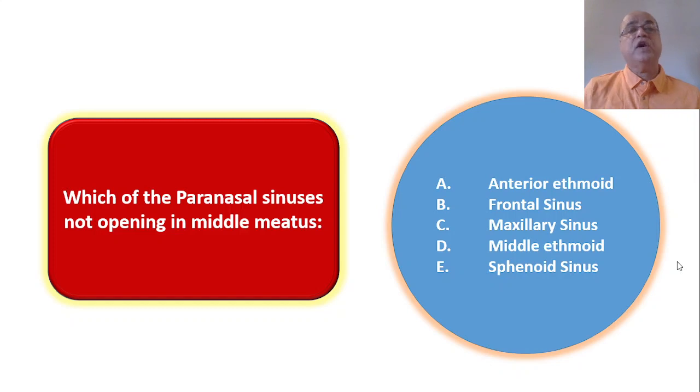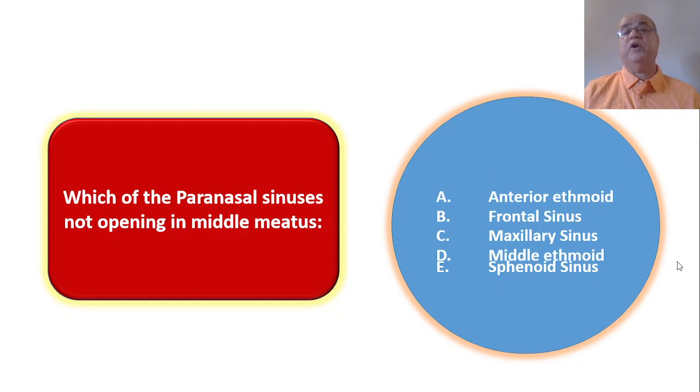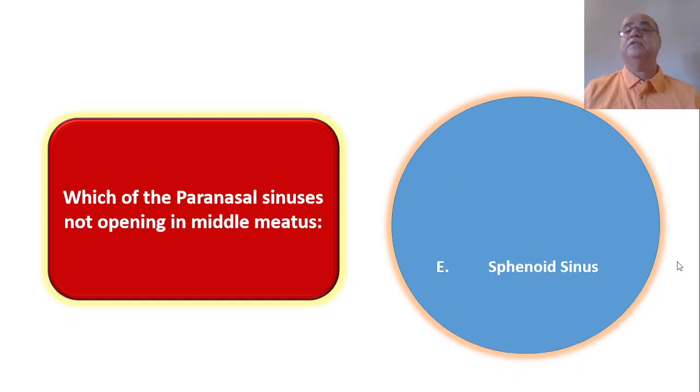So if we go through the options in this question, the first 4 are included in the anterior group of paranasal sinuses, so they open in the middle meatus. What is left is the sphenoid sinus. The sphenoid sinus is in the posterior group of paranasal sinuses and it opens in the sphenoethmoidal recess. So the answer for this question is sphenoid sinus.